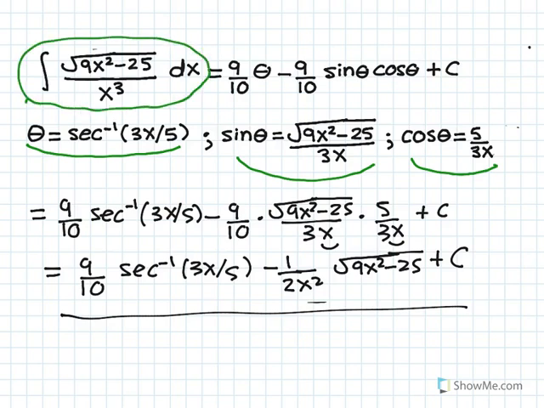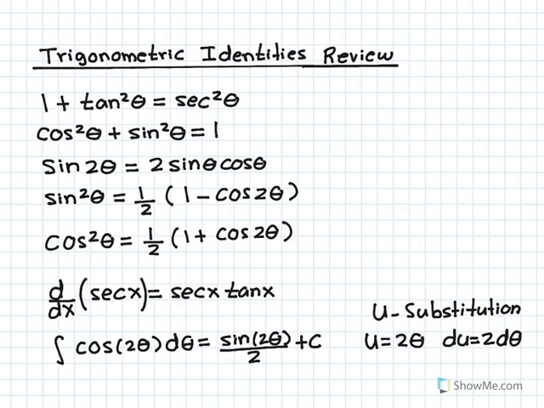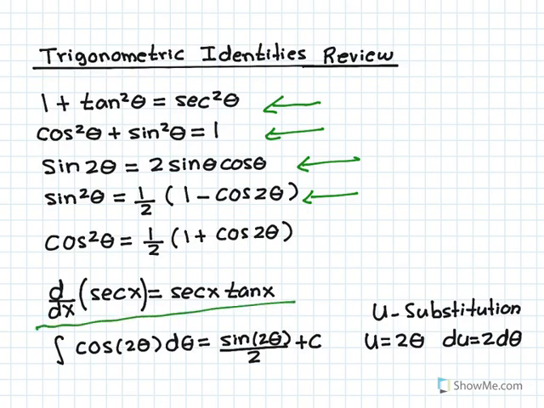Now, let's also talk about some of the trig identities that we applied earlier. These are things that you should really memorize. So 1 plus tan squared theta is secant squared theta. We applied this one. We also applied cosine squared theta plus sine squared theta equals 1. We also applied the double angle identity, sorry, sine 2 theta is 2 sine theta cos theta. And the next one is sine squared theta is 1/2 times 1 minus cosine 2 theta. The derivative of sec x is equal to sec x tan x. And we also did a u substitution, but because it was easy, we just did it mentally.